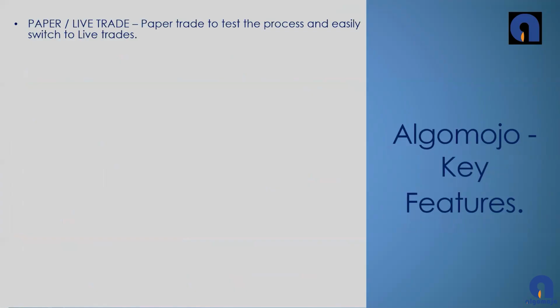Looking at some features, we have a paper trade facility made available for all users. Currently, up to 6 instruments or strategies can be paper traded. Kindly note, paper trading is a facility more to check the process of how the orders are getting placed using the Algomojo platform. It is not a forward testing tool nor a back testing tool. We don't recommend paper trading to be used for those kinds of activities. It is more to check if the platform is able to meet your expectations.